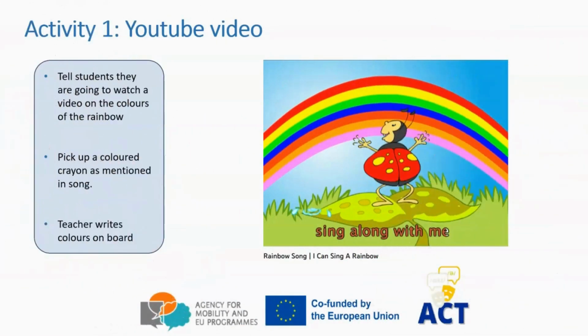Activity 1. YouTube video. Tell students they're going to watch a video on the colors of the rainbow. Pick up a colored crayon as mentioned in the song. Teacher writes colors on the board.